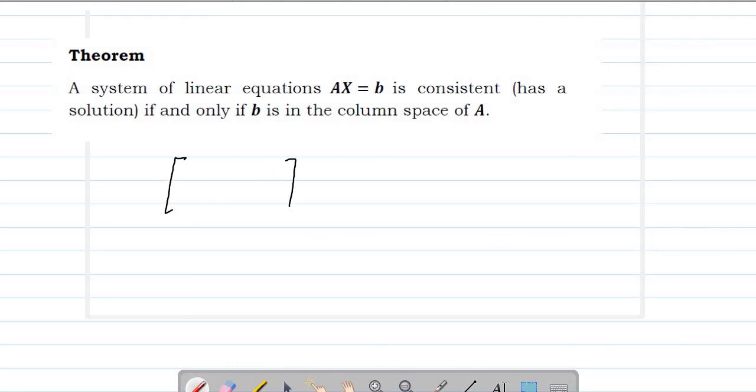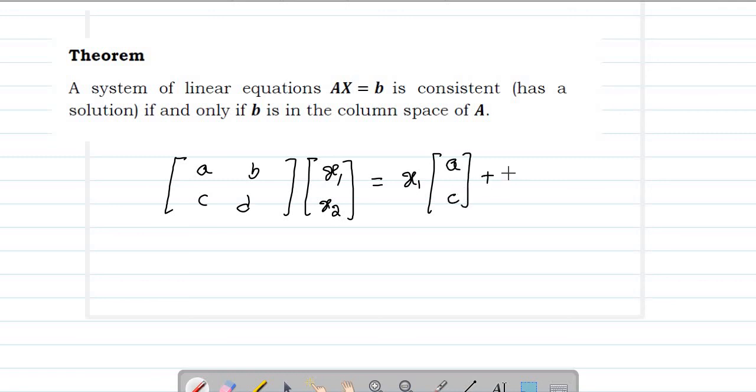Let me start with a 2 by 2 matrix with entries a, b, c and d, and you multiply that with x1 and x2. So what is the resultant? You can write it like this: x1 times the first column, that is (a, c), plus x2 times the second column, that is (b, d). So when you multiply A times x, you get a vector which is generated by the columns of A, or which is nothing but a linear combination of columns of A, right?